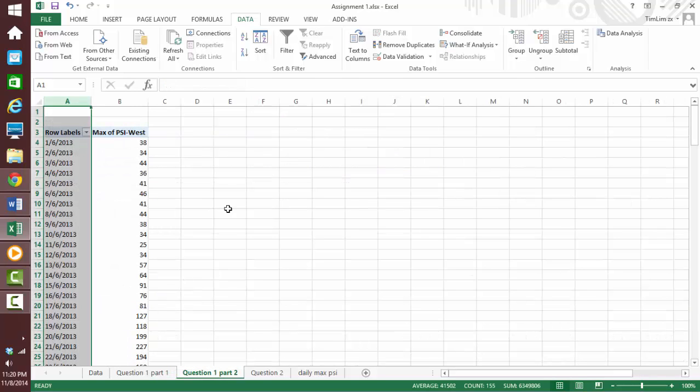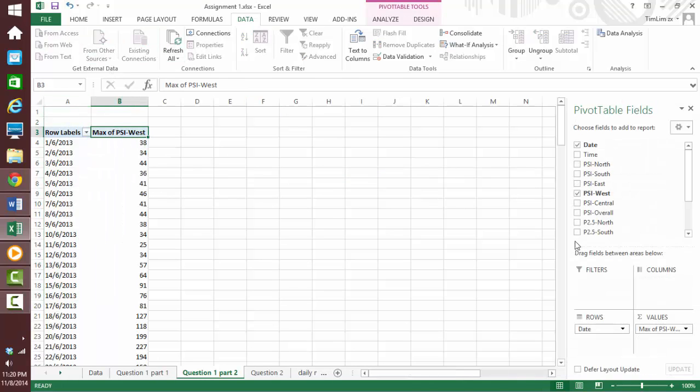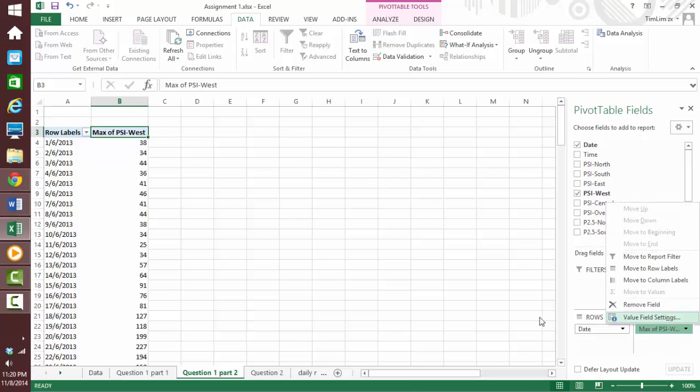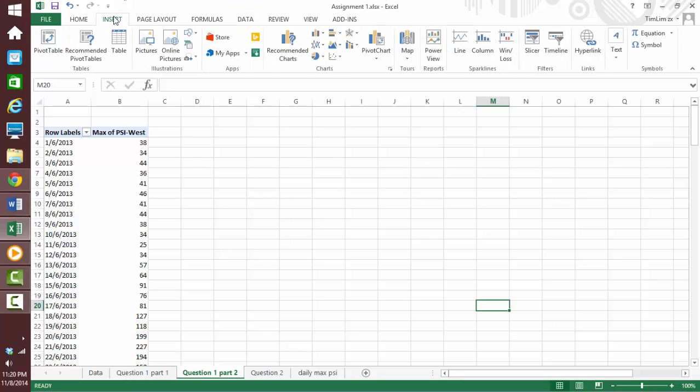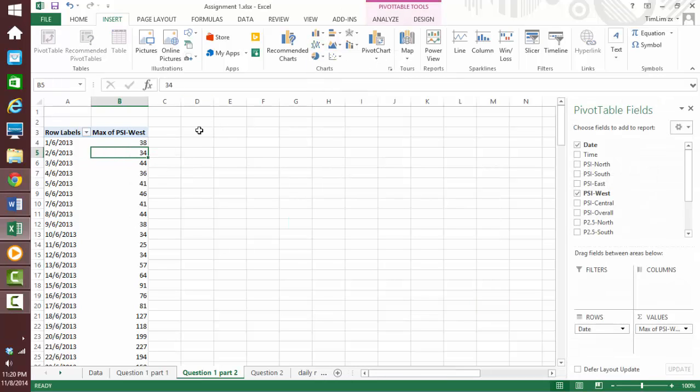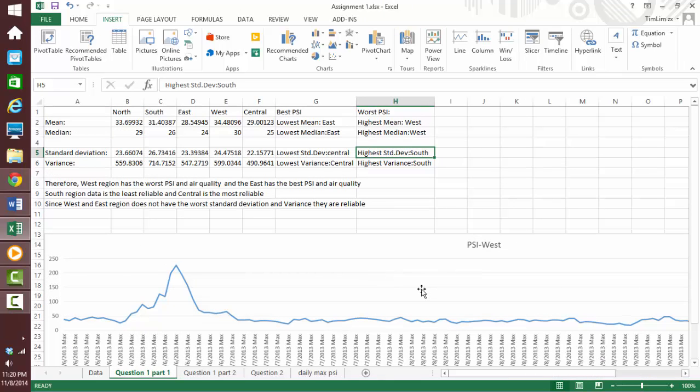Then I moved on to question 1 part 2, where I show the maximum of the PSI for the west region. For max of PSI, I had to check the value field settings and click max, and they gave me the values. For rows I used date, and thus I got these values. Then I inserted a chart which shows the values of all the daily maximums of the worst PSI and worst air quality, which is the PSI west.